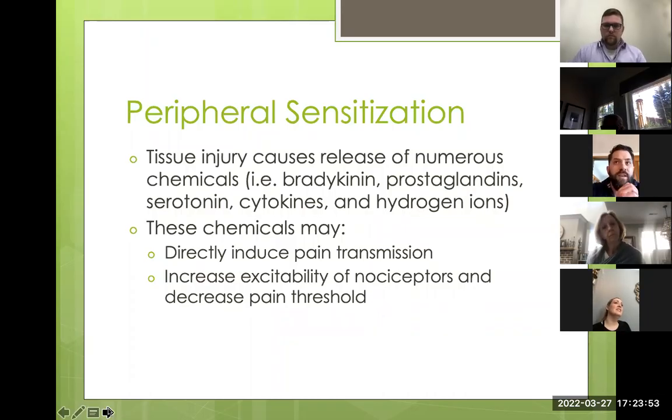When there's an initial injury to your tissue, you get what's called peripheral sensitization. That causes the release of bradykinin, prostaglandin, serotonin, cytokines, and hydrogen ions. This sensitizing soup, as I like to call it, will directly induce pain transmission, increase the excitability of nociceptors, and decrease pain threshold. So really one of the goals with OFA is to decrease this peripheral sensitization from happening. You'll see later on in some of the medications that we give, we're working to decrease that sensitizing soup, so the body doesn't really have a chance to amp up the pain transmission.